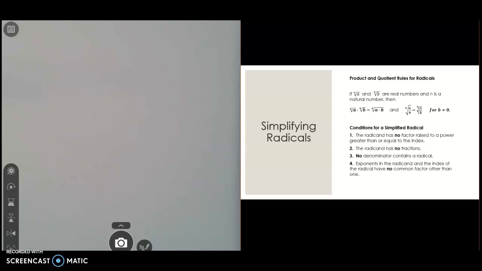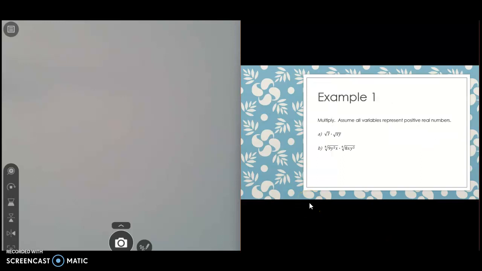The radicand has no fractions, so if it has fractions, we've already separated them out. No denominator contains a radical. That's a big one that we're going to have to deal with later, but our denominators shouldn't have radicals in them. That's not simplified form. And the last thing is that the exponents in the radicand and the index of the radical have no common factor other than 1. So sometimes it's helpful to convert them into rational exponent form, and then we can simplify fractions. So lots of things to deal with here, but let's get to it.